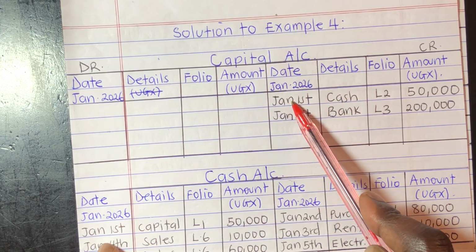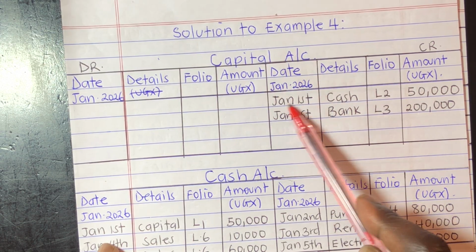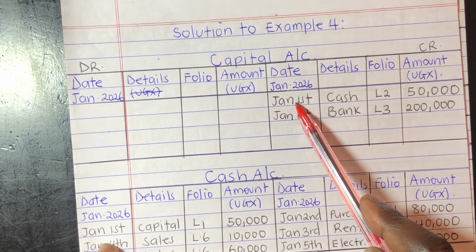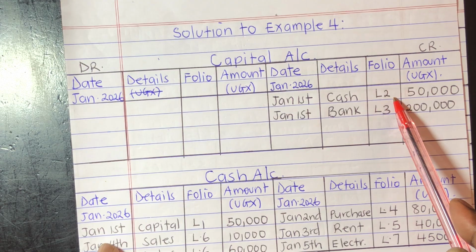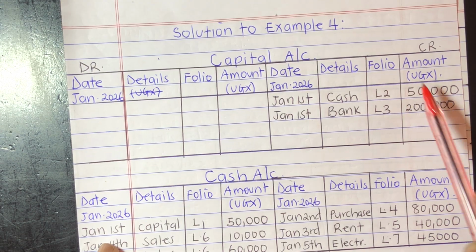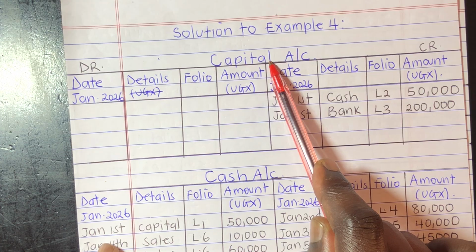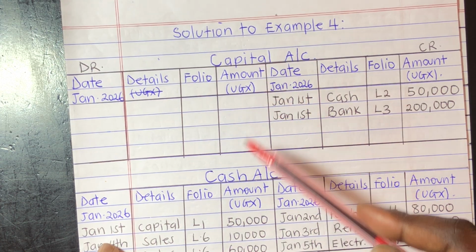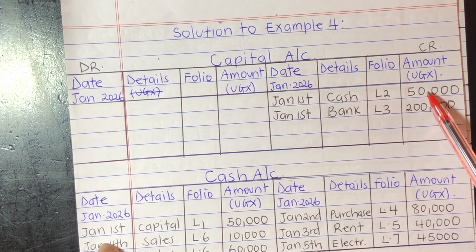So capital was losing out money and capital was also increasing, and when it increases we credit it. So meaning we're going to record this January 1st, cash, ledger 2, on the credit side, because capital was increasing, and when capital increases we credit it, and it was also losing out money to the cash account for the business startup. So this 50,000 is going to be recorded twice.